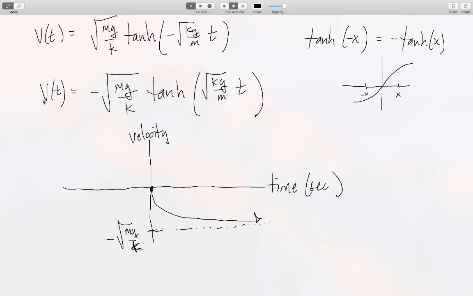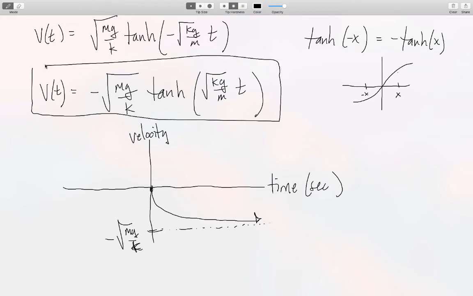Alright, so this is a pretty good achievement right there, a formula for the velocity of an object that falls with air resistance. And we can go one step further and derive the position function as well by just integrating the hyperbolic tangent. So in order to do that, that one last step.